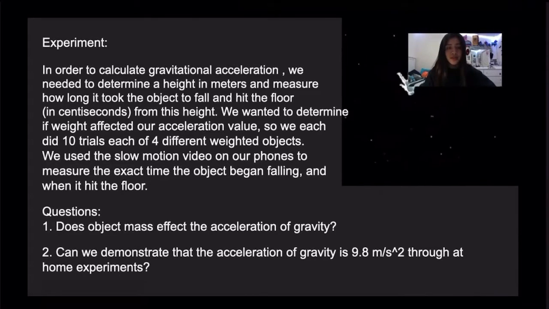We wanted to determine if weight affected our acceleration value, so we each did 10 trials of 4 different weighted objects. We used a slow motion video on our phones to measure the exact time the object began falling and when it hit the floor. So does object mass affect acceleration of gravity? And can we demonstrate that the acceleration of gravity is 9.8 meters per second squared through an at-home experiment?